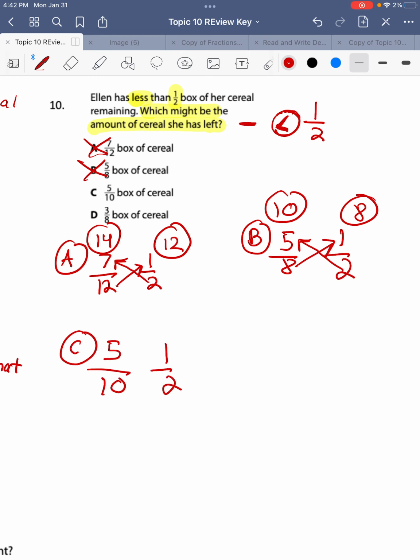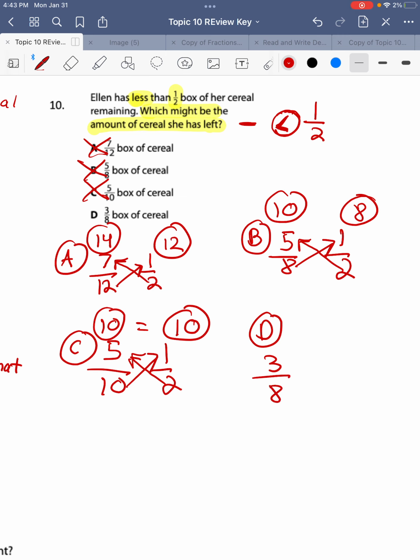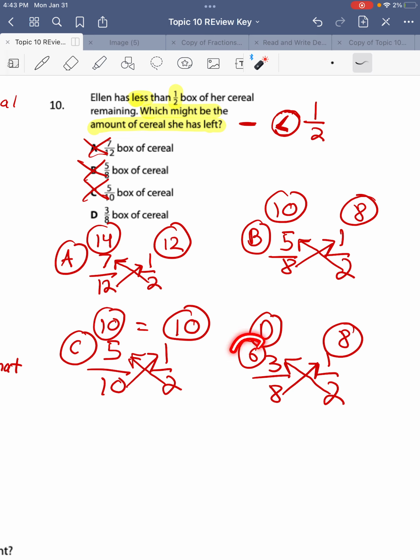Last one, D. I have 3 over 8. Compare it to 1/2. 2 times 4... 1 times 8 is 8. 2 times 3 is 6. So now, 3 over 8 is less than 1/2 because 6 is smaller than 8. And I'm looking for less than 1/2. This is less than 1/2.